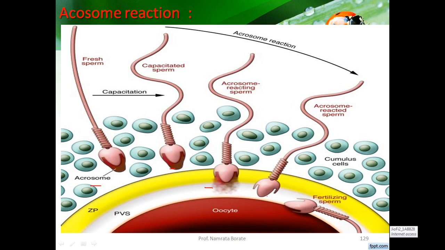When these chemicals are released, the acrosome membrane turns inside out. This is a significant phenomenon, and it occurs when the sperm lysin is released from the acrosome. This is the most important point here.